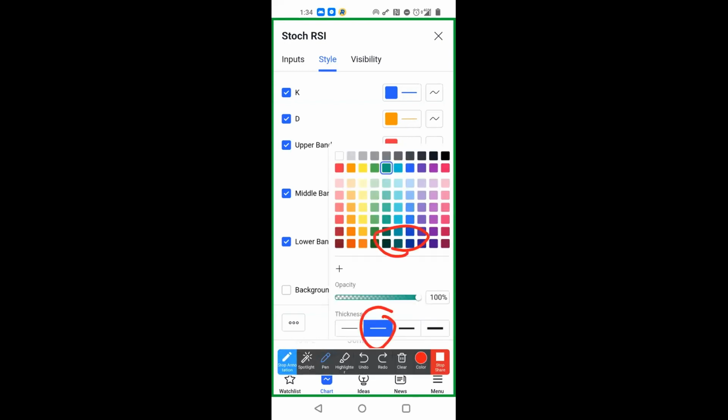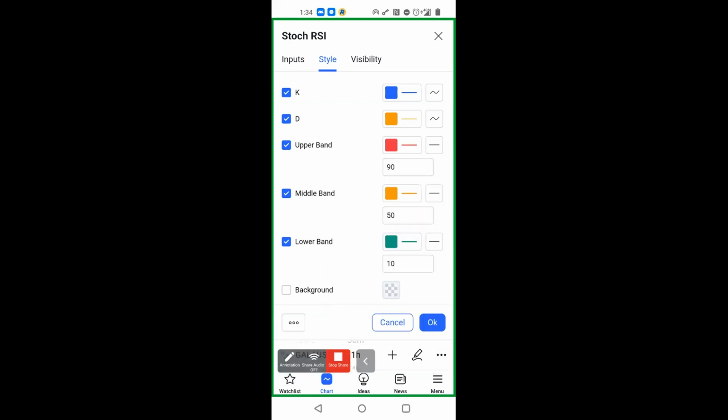Thickness here, 100% opacity, that's the clarity. Then turn these dotted lines to line. Make sure they're in line. Now here, make sure you put 10. Don't put 0, it comes with a 0, put 10.